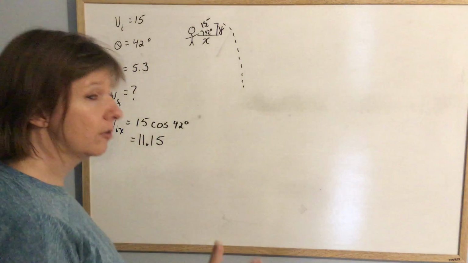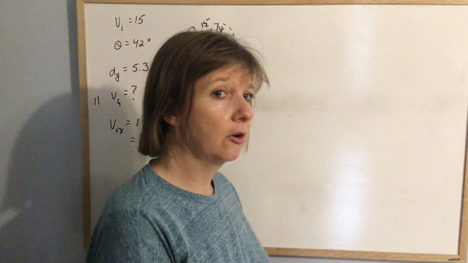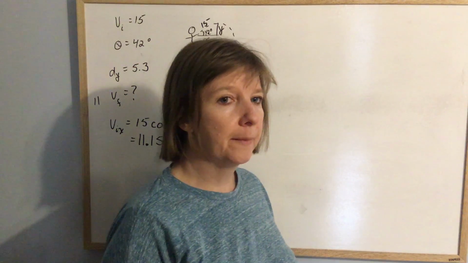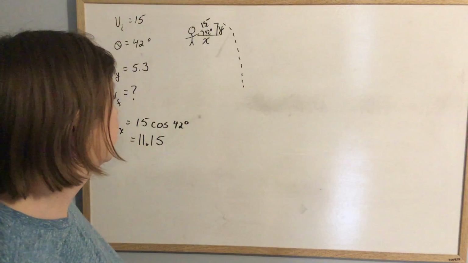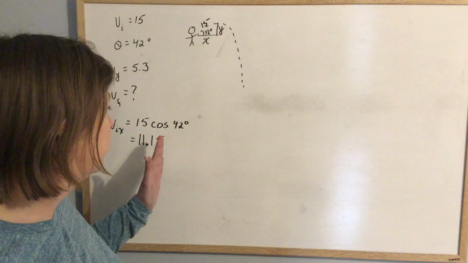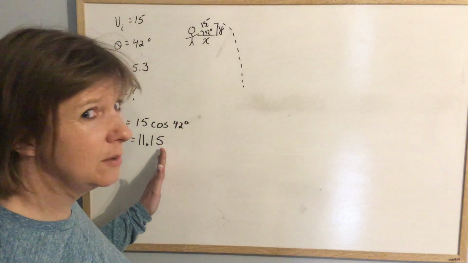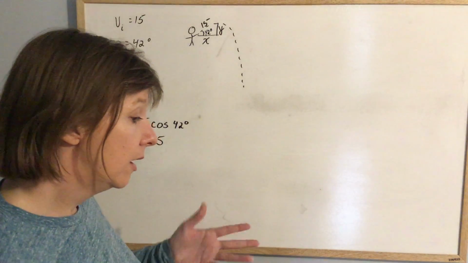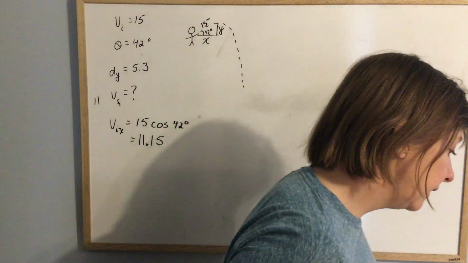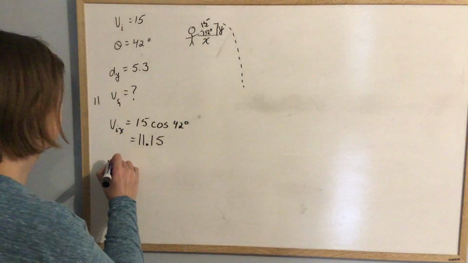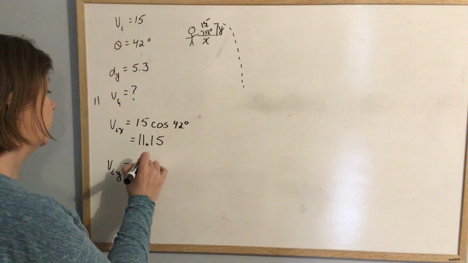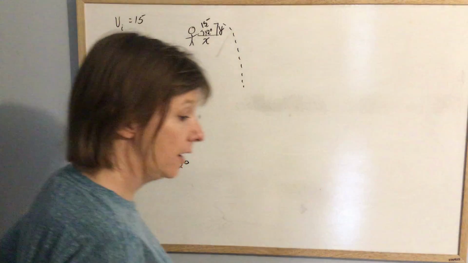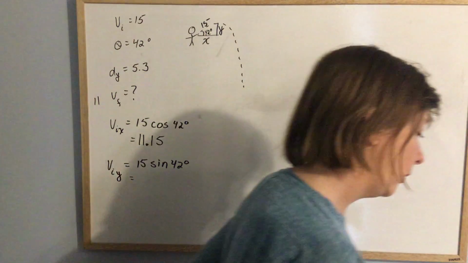Again, these are not answers. These are just numbers I need for later calculations, so don't round them off, at least not too much. That is probably rounded off, but I wouldn't round it any more than that. And in fact, I might even do more. And then in my y direction, it would be 15 sine of 42. And that is going to work out to be 10.04.